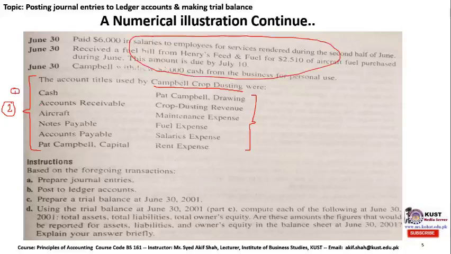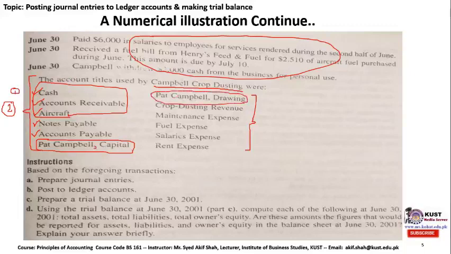So what are those charts of accounts? The cash will be used, accounts receivable will be used, aircraft will be used. Similarly, here we have three assets only: cash, accounts receivable and aircraft. Beside that, we will have two liabilities named notes payable and accounts payable, and then we will have the owner's equity section as highlighted, Pat Campbell, Capital. Then we have a Pat Campbell, Drawing account, which is also related to the owner's equity section.